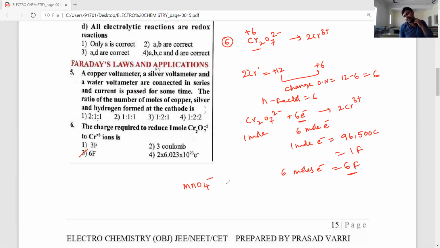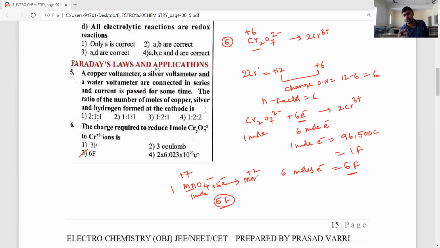MnO4-, okay, is reduced into Mn2+. How many Faradays of electricity are required for 1 mole? See, what is the change in the oxidation state? 7 is converted into 2, which means it is accepting 5 electrons. So 5 Faradays of electricity is required in this case. MnO4- is converted into Mn2+ in acidic medium. Sometimes they will ask how much electricity is required for the reduction of 1 mole of MnO4- in acidic medium.